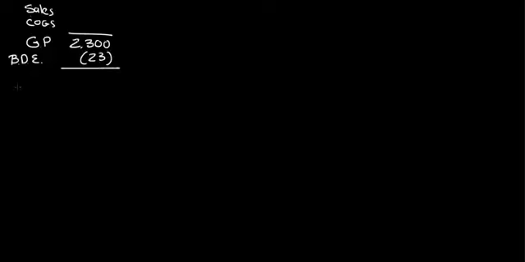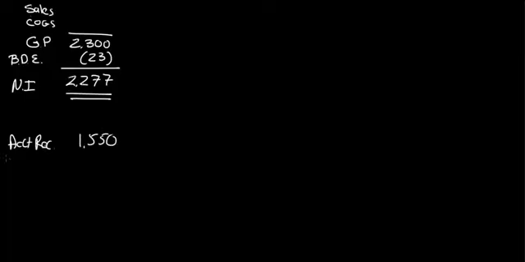If I was to show, let's start with sales and cost of goods sold, and let's just start with gross profit. If my gross profit is $2,300 in that first quarter, I'm going to have a bad debt expense, which I'm going to label BDE here, and $23 is my bad debt expense. So my net income, holding everything else constant, would be $2,277.